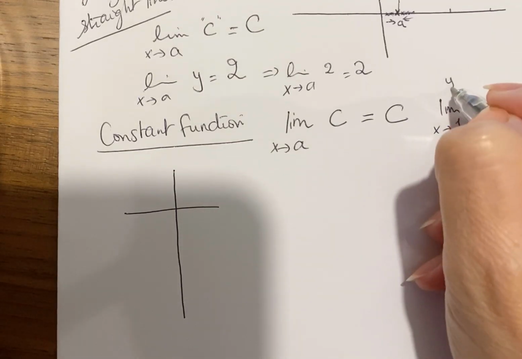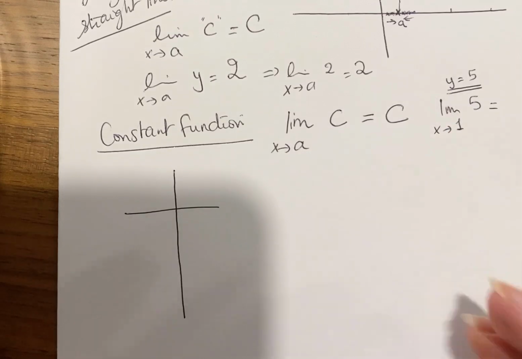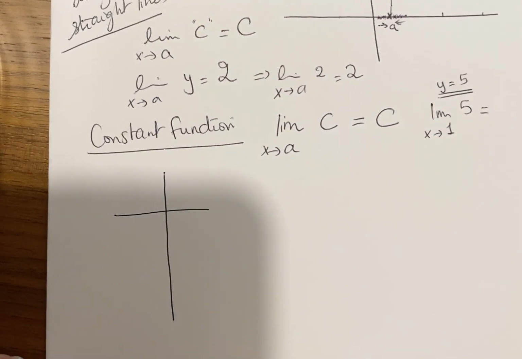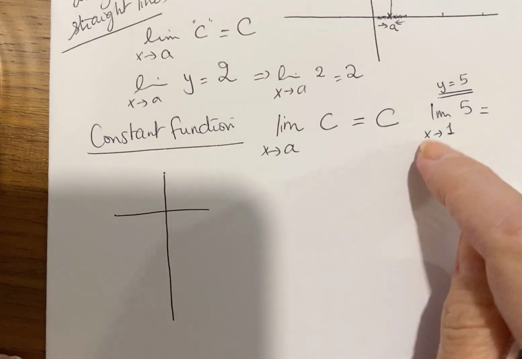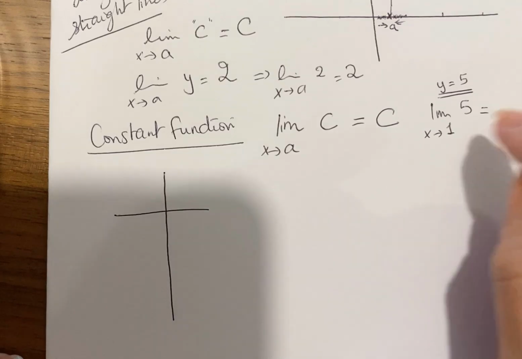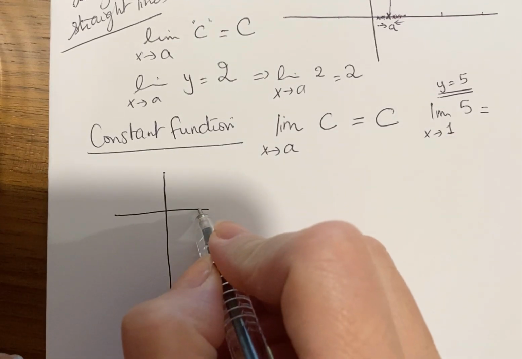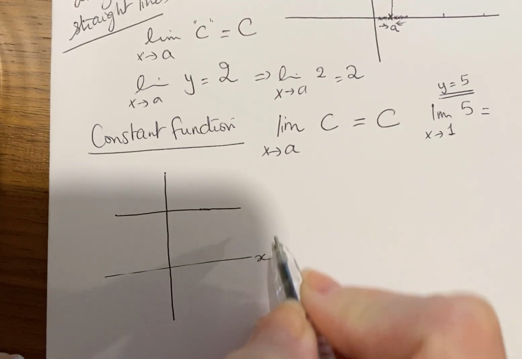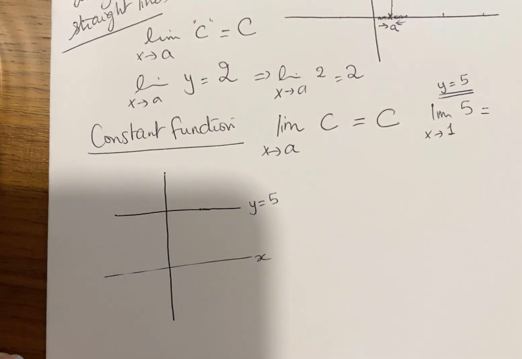So my function here that I'm studying is the constant function y equals 5. I want to see what happens around 1. At 1, it's equal to 5, because when I substitute any x value, the answer will always be 5. But now I want to study what's happening around 1. So this is the x-axis, and this is the line y equals 5.